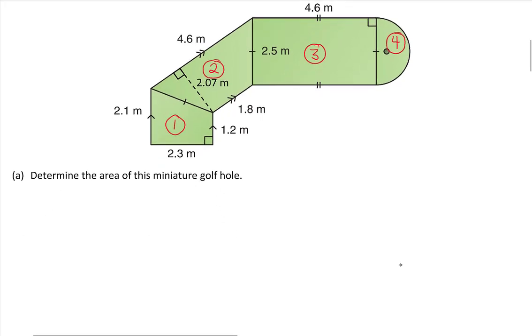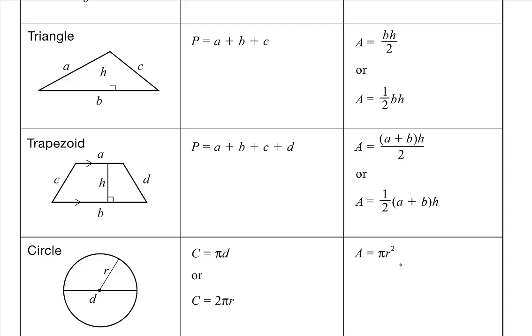So let's go through each of these shapes one at a time. So let's start with shape 1, the trapezoid. So first thing is to find the formula for the area of a trapezoid. Going to our formula sheet, we can find our trapezoid, and we can see that the area is given by a plus b in brackets times h divided by 2, where a is the length of the top part, b is the length of the base, and h is the height of your trapezoid.